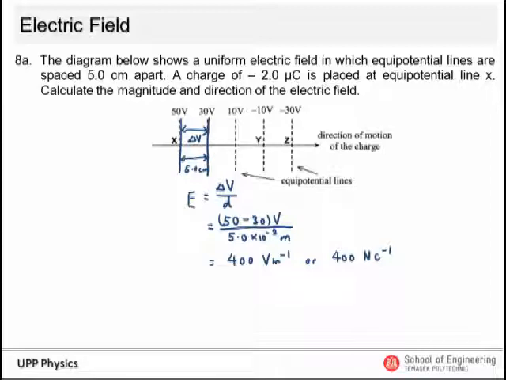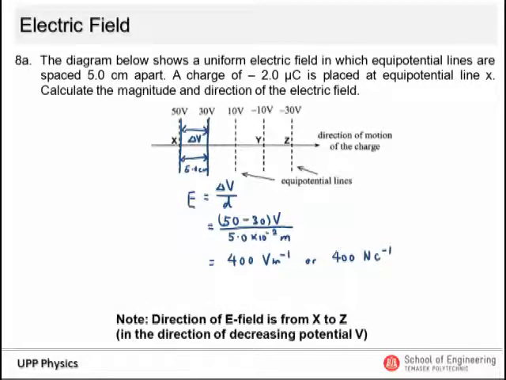So we have settled the magnitude of the electric field strength. Now how do we calculate or find the direction of the electric field? Now it is very important that you note that the direction of the E field is from X to Z.